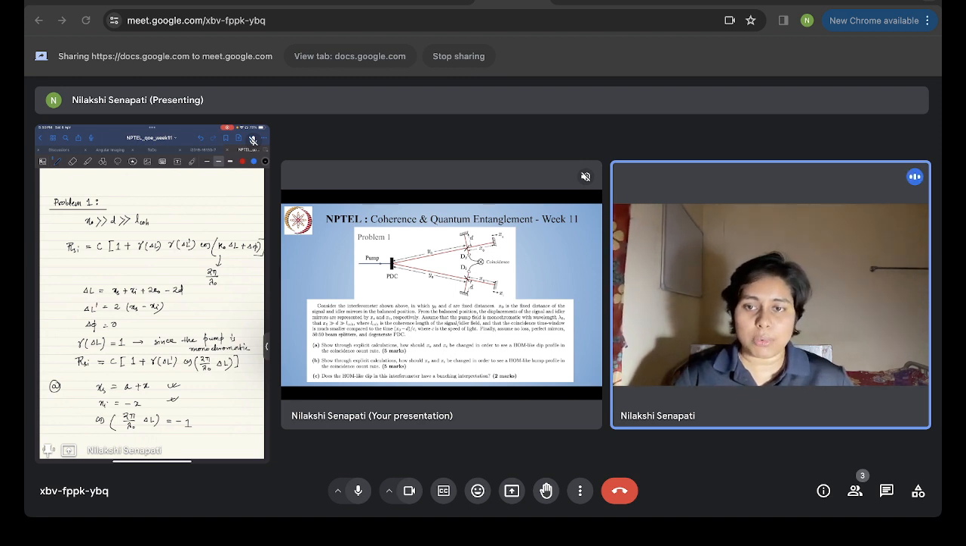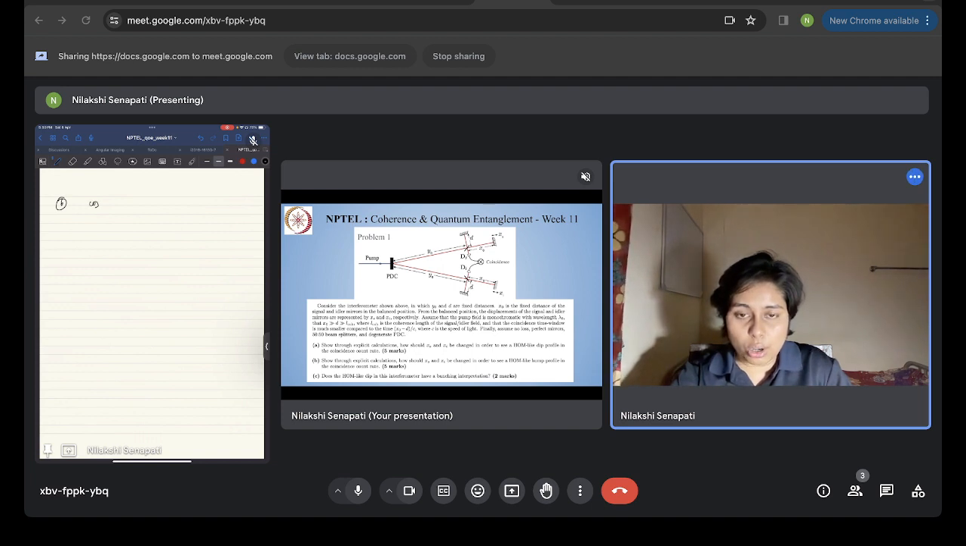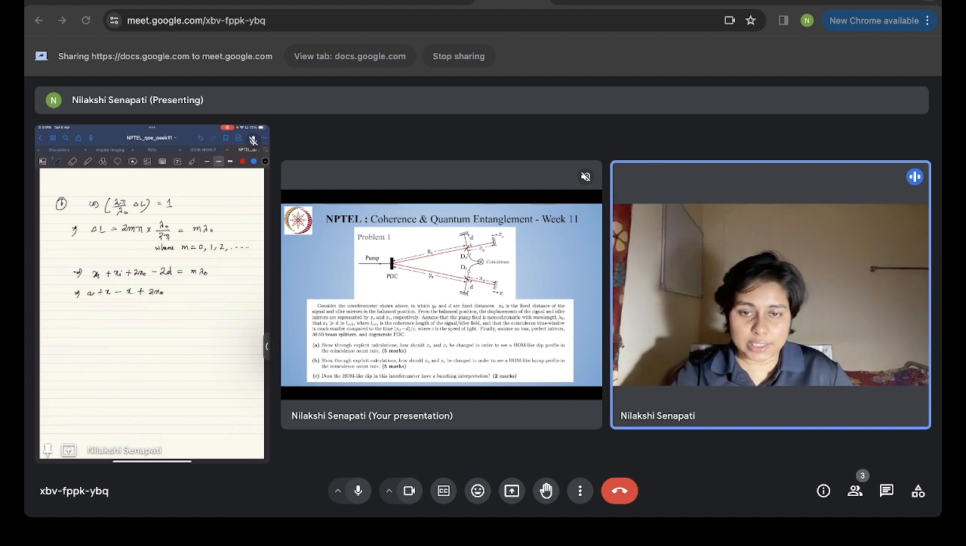Now the other condition that must be satisfied for the observation of the hump profile is that cos of 2 pi by lambda 0 times delta L becomes 1. This requires that delta L equal to 2m pi times lambda 0 by 2 pi, that is equal to m lambda 0, where m equals 0, 1, 2, and xs plus xi plus 2x0 minus 2d equals m lambda 0, that is a plus x minus x. I am just substituting xs and xi, whatever the condition should be fulfilled for displacement of equal amounts in opposite directions, and then further calculating, I will get the necessary condition for the hump HOM profile.